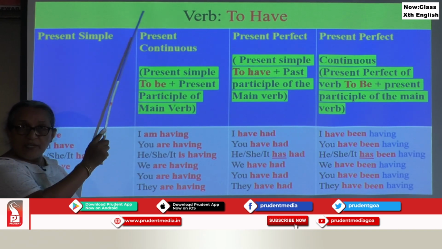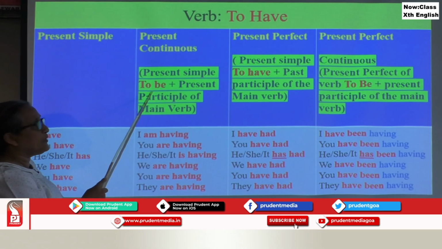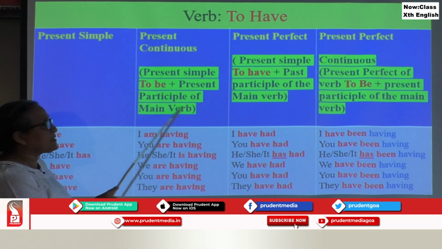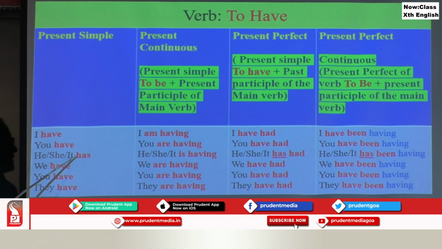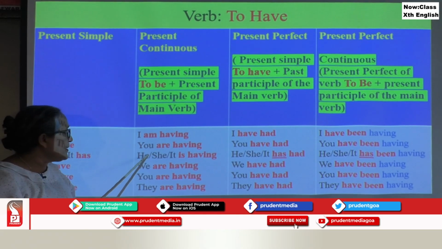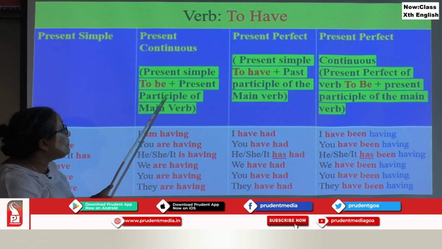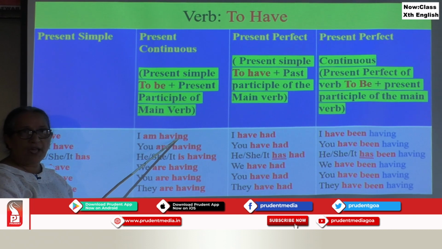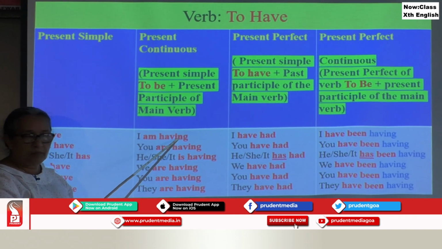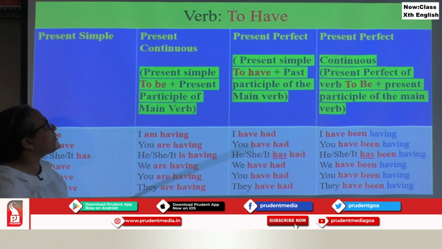Present continuous, rule is the same as what we applied for verb to be. Present simple of verb to be plus present participle of the main verb. Present simple of the verb to be we already learnt: I am, you are, he, she, it is, we are, you are, they are. Present participle of the main verb is having, ing form. We dropped the E and made it into ing.